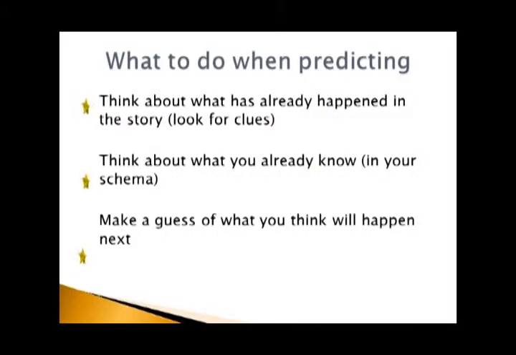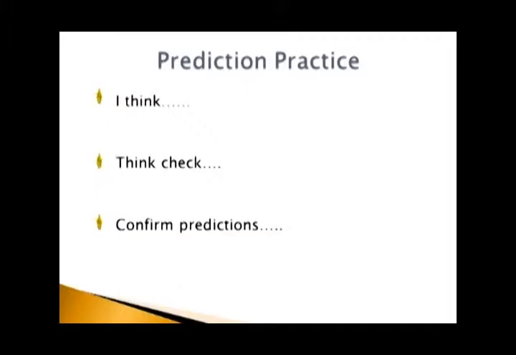So, boys and girls, what do we do when we are predicting? Think about what has already happened in the story. Look for clues. Think about what you already know. Those things are in your schema. Make a guess of what you think will happen next. Here are three steps we are going to be using while doing our predictions. First, we are going to think. I think. Then, think check. And finally, confirm predictions. Follow closely as we continue this activity.